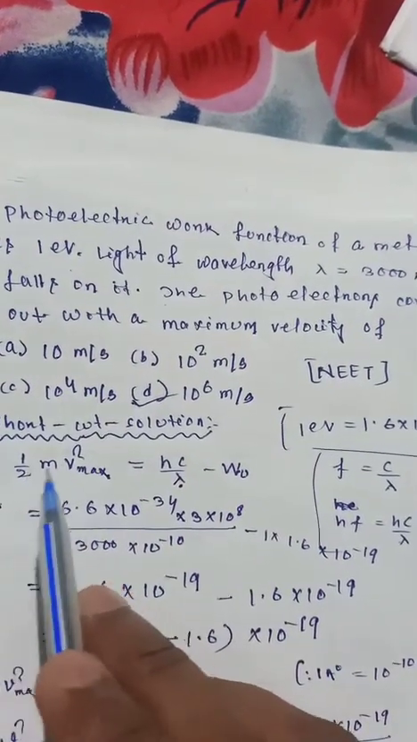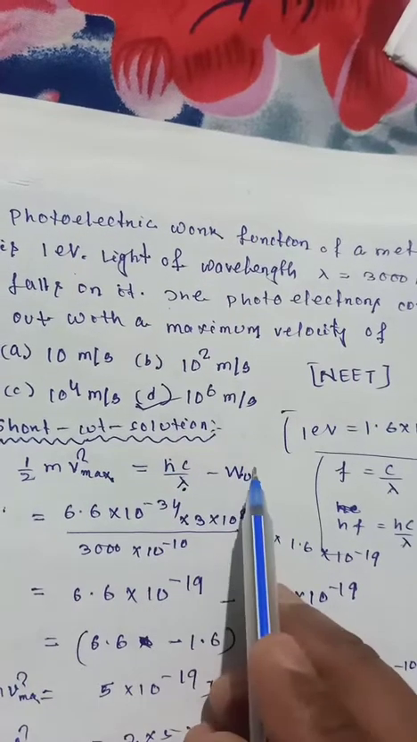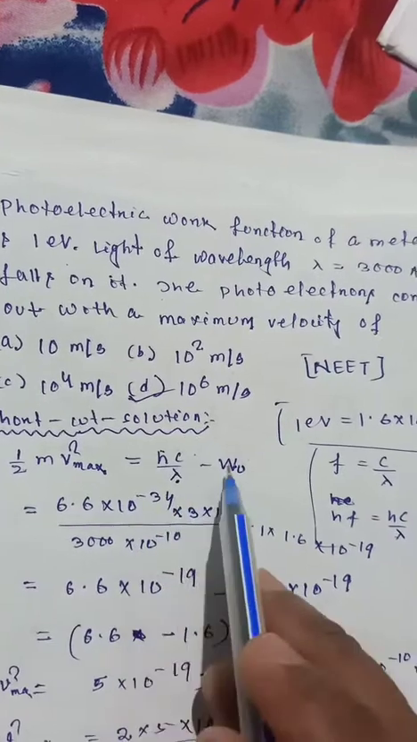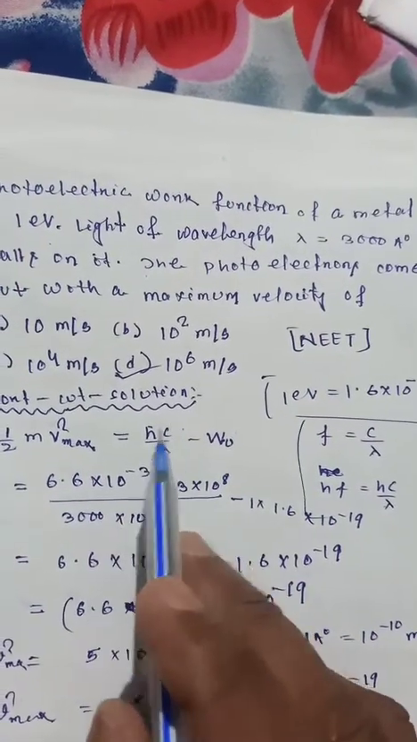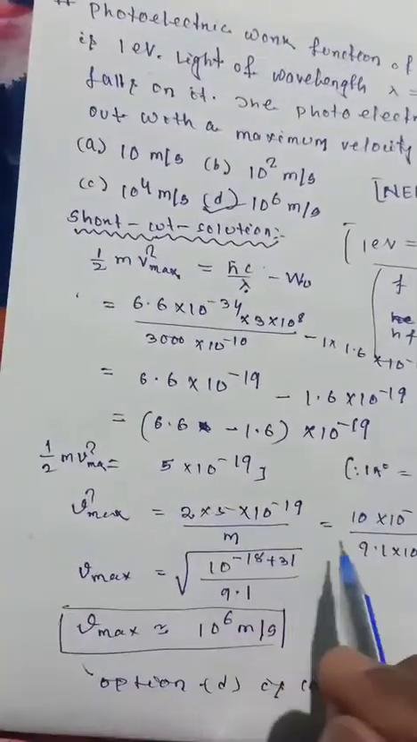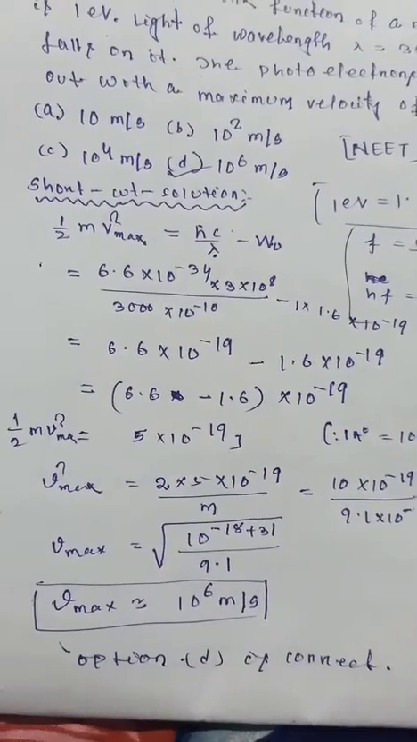So we know that maximum kinetic energy equals total energy minus work function, where h is the Planck constant and c is the velocity of light divided by lambda. Now substitute the values, 6.6 and so on. So the maximum kinetic energy gives Vmax equal to 10 to the power 6.